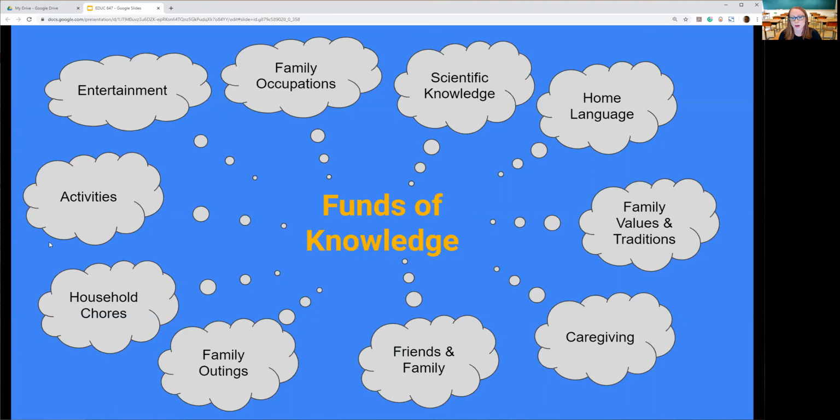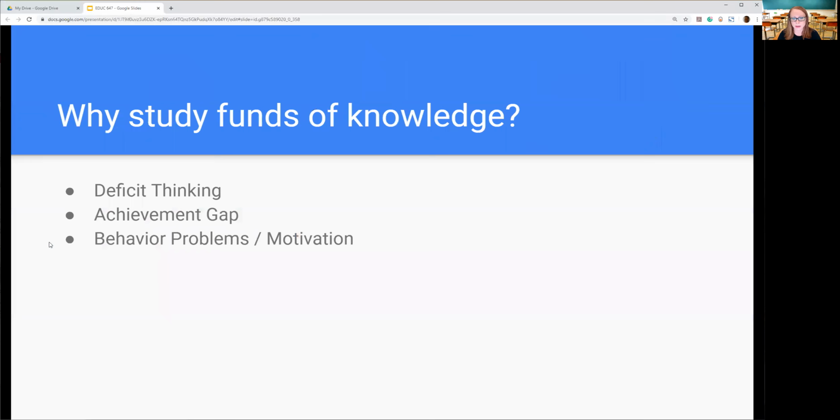Now, why do we talk about them so much? Well, there's a few main reasons. The main three that I believe are kind of our push for why funds of knowledge should be studied is the deficit thinking that exists in education, and we can use funds of knowledge to counter that; the achievement gap, which has been a long time issue in our field; and also behavior problems and motivation in school. So we'll talk briefly about each of those and how they might be addressed through funds of knowledge.